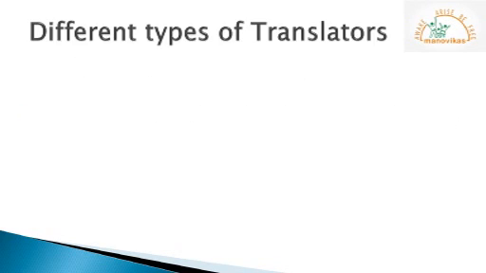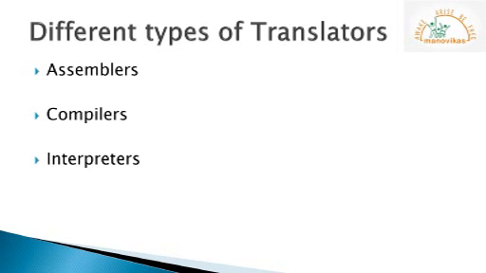Machine language is the only language which a computer understands. So the other languages, that is assembly language and the high-level languages, use translators to convert that language to machine-level language so that the computer can understand it. Different types of translators are as follows: assemblers, compilers, and interpreters. Now let's see each one of these in detail.